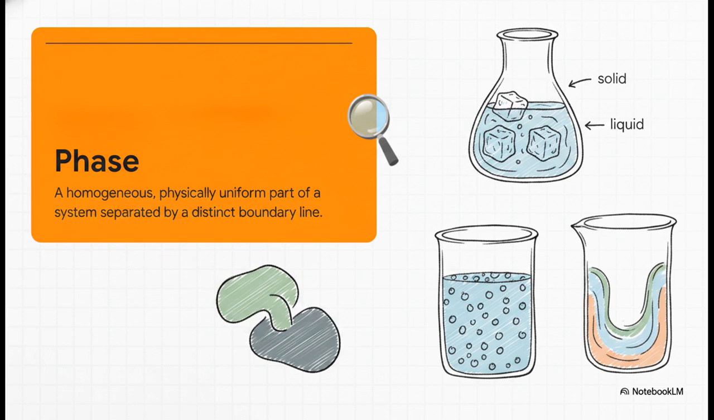Think about a glass of ice water. The solid ice is one phase, and the liquid water is a completely separate second phase, because there's a distinct physical boundary between them. It could also be a pure gas, a solid alloy, or a totally mixed-up binary liquid.